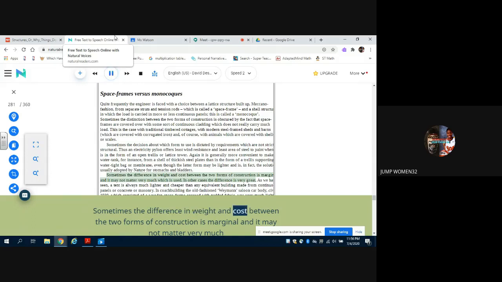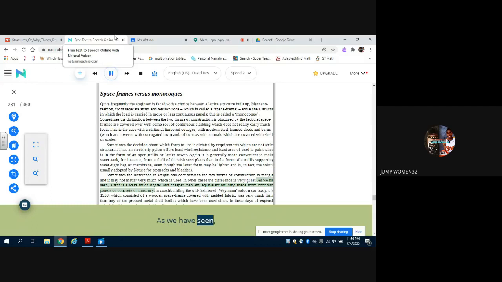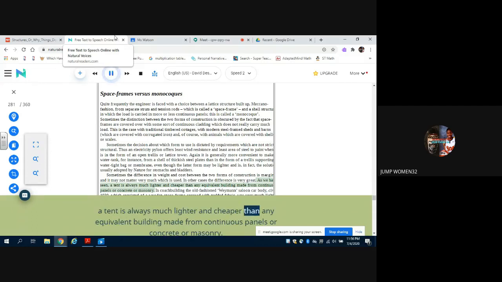Sometimes the difference in weight and cost between the two forms of construction is marginal and it may not matter very much which is used. In other cases, the difference is very great. As we have seen, a tent is always much lighter and cheaper than any equivalent building made from continuous panels of concrete or masonry. In coach building, the old-fashioned Weymann saloon car body, circa 1930, which consisted of a wooden space frame covered with padded fabric, was very much lighter than any of the pressed metal shell bodies which have been used since. In these days of expensive petrol, the Weymann body might well be revived.